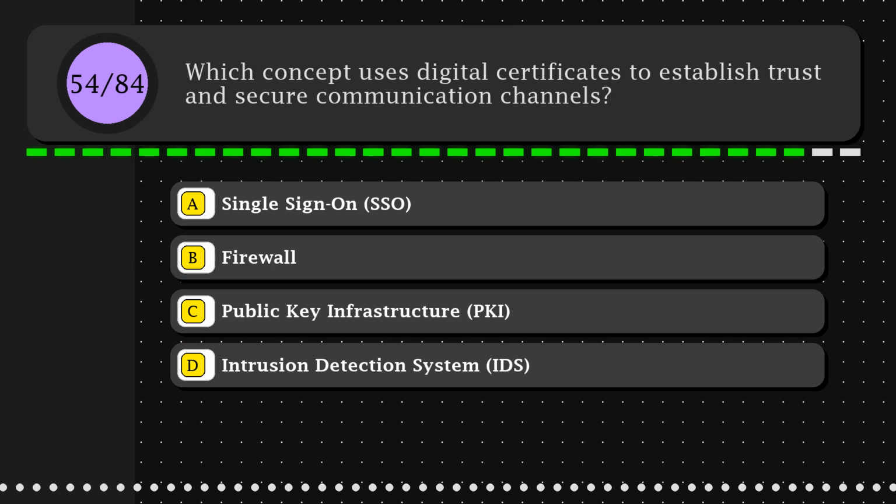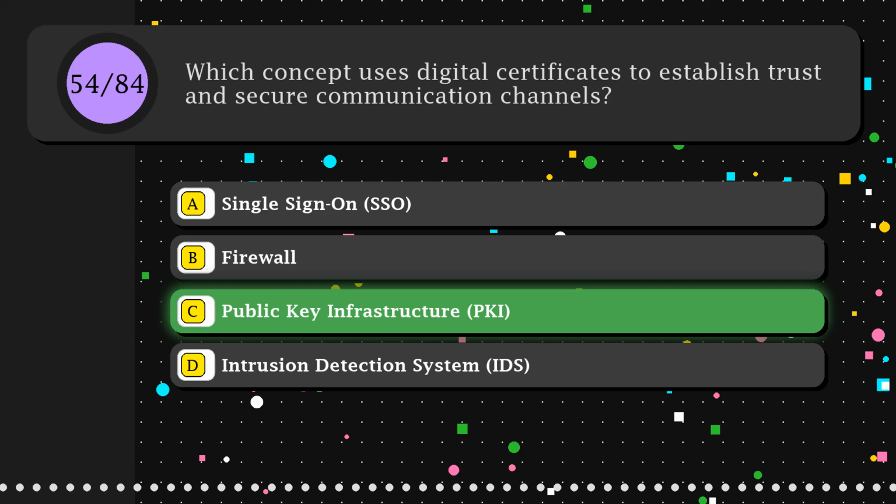Question 54. Which concept uses digital certificates to establish trust and secure communication channels? Option A, single sign-on, SSO. Option B, firewall. Option C, public key infrastructure, PKI. Option D, intrusion detection system, IDS.